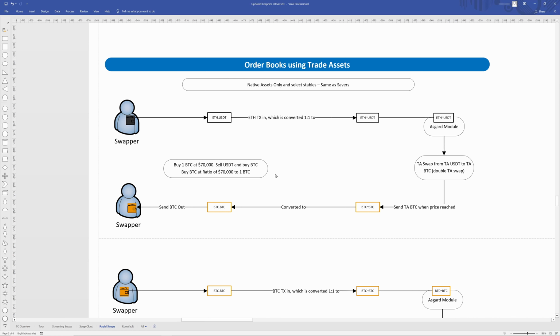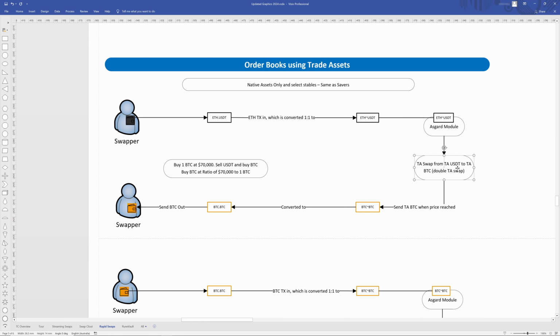So as an example, I have a swapper here. They have 70,000 USDT and they want to buy Bitcoin. So they can set a limit order in to say, well, for my 70,000, I want to get at least one Bitcoin. In order to do that, they would send in their 70,000 of USDT that'll get converted to a trade asset, and that trade asset is held within the Asgard module until that ratio is reached, or it can be executed. That swapper would send their 70,000 USDT into THORChain, that is converted one-to-one to a trade asset. That asset sits in the Asgard module, and then that will be swapped when that ratio is reached.